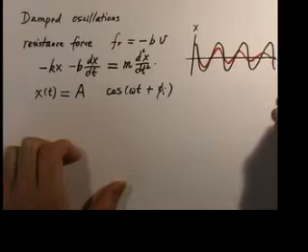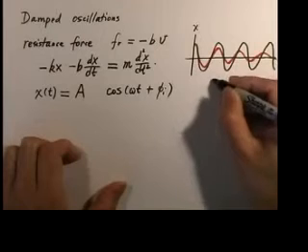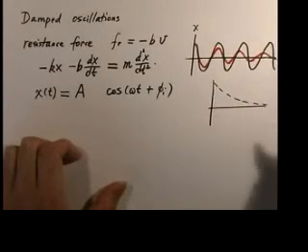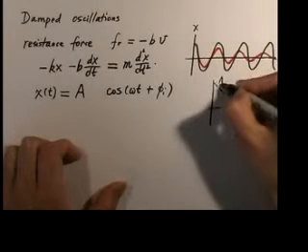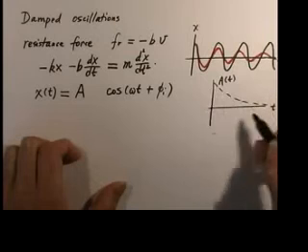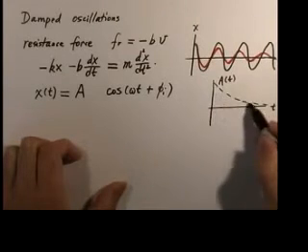Rather, it's going to decay, but it's going to keep on going for a long time. In other words, I can expect the amplitude to decay like that. So this is A as a function of time t. Something like that, not a straight line.